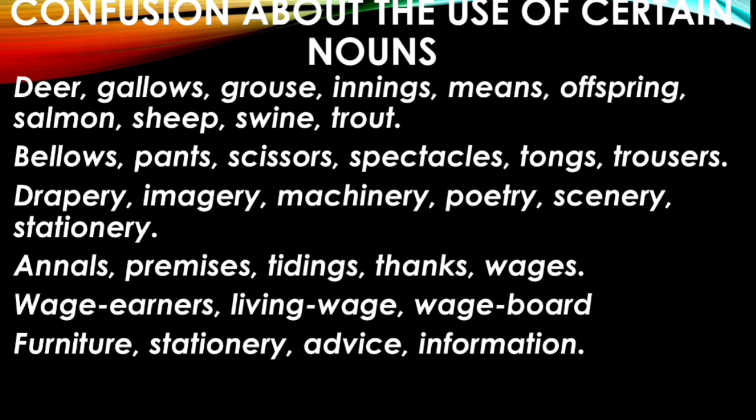Some nouns always go in pairs and are always used in the plural. Bellows, pants, scissors, spectacles, tongs, trousers. We will never say scissor or pant. It is pants or scissors or trousers. It goes as plural, like in pairs.